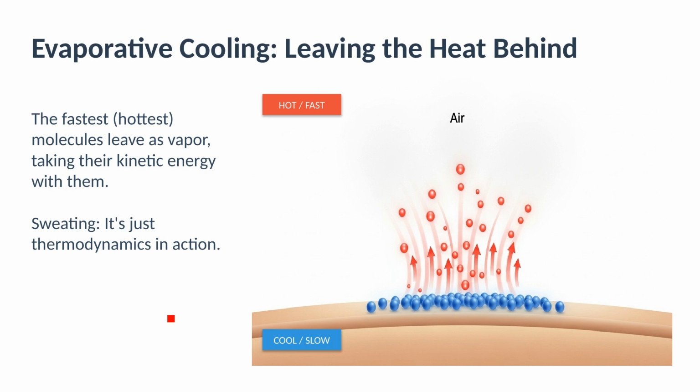And when we do get too hot, we sweat. Look at the molecules on the skin surface. The ones colored in red are the high-energy, hot molecules. When they evaporate, they take that heat energy away with them, leaving the cooler blue molecules behind. It's not just a mess on your gym clothes. It's thermodynamics in action, cooling you down one molecule at a time.